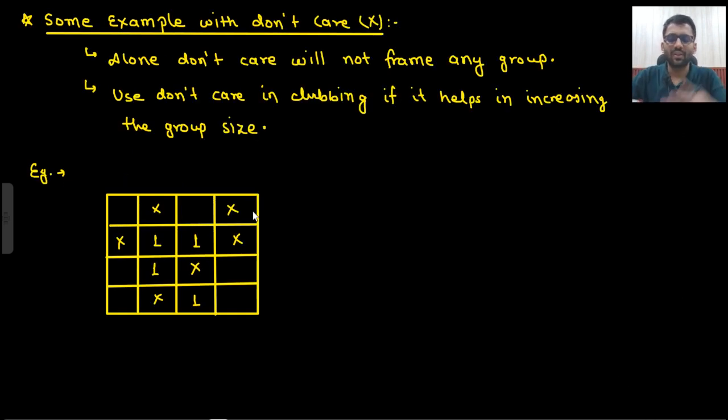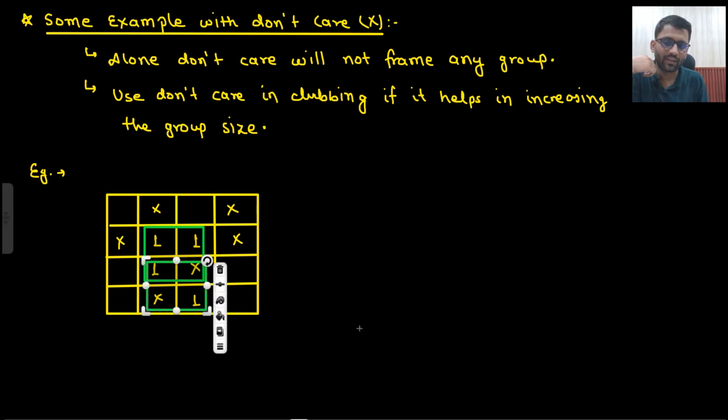Okay, now let's see. This would be our last topic of this particular chapter. So some examples of don't care we can see. If a don't care is coming, I will use it only if it is helping me to make a bigger group. Let's just say if I use this don't care, then I will have a group of 4. If I use these two don't cares, then I will have a group of 4 again. If I use these two don't cares, I will have a group of 4 again.